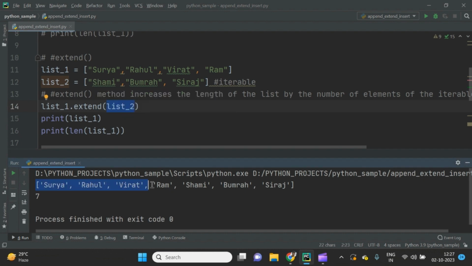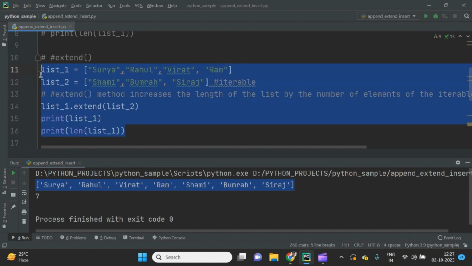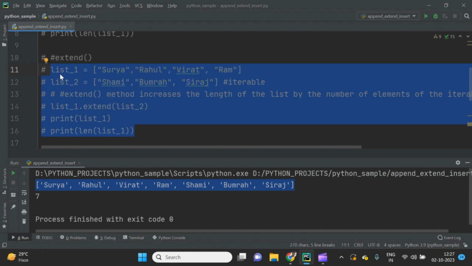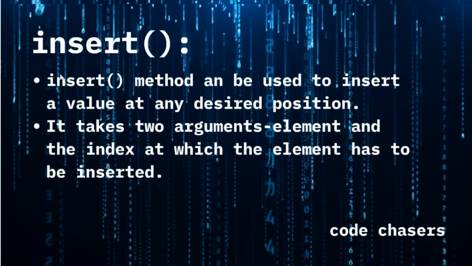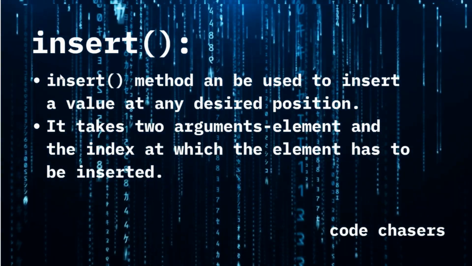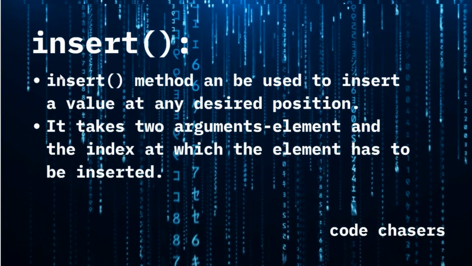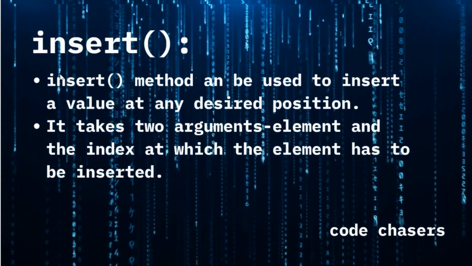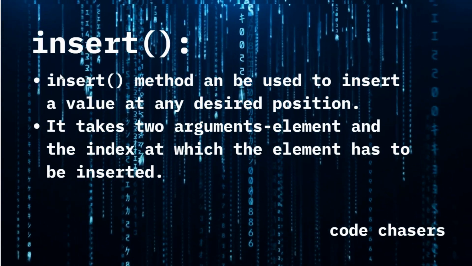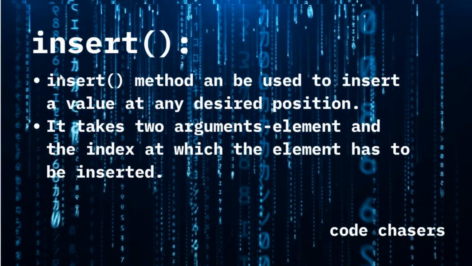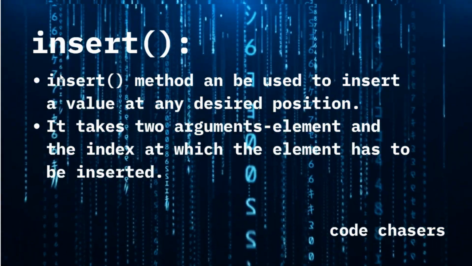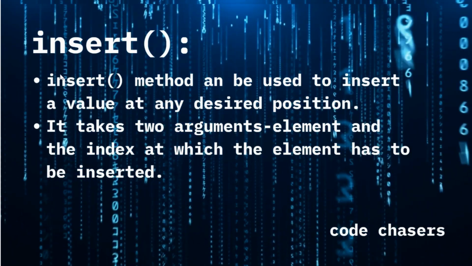As we can see in the output here, I hope you got a basic idea of how extend works. Now we will go to the theoretical part and see how insert looks. The insert method can be used to insert a value at a desired position. It takes two arguments, the element and the index at which the element has to be inserted. We will also see this statement very clearly in the coding part.